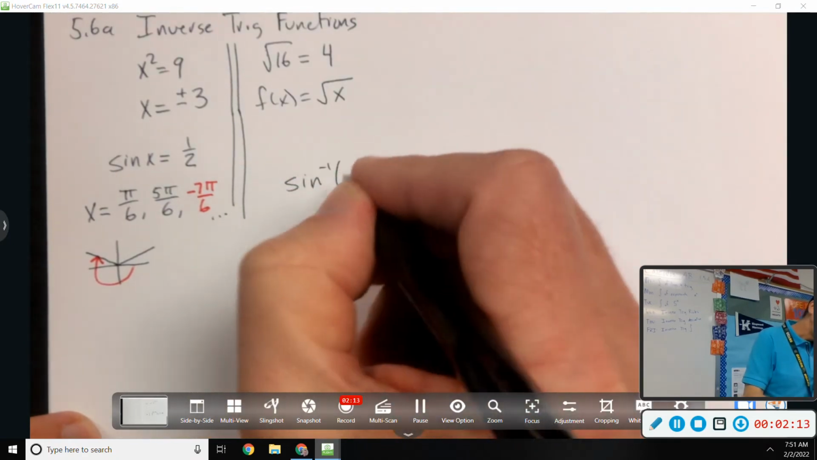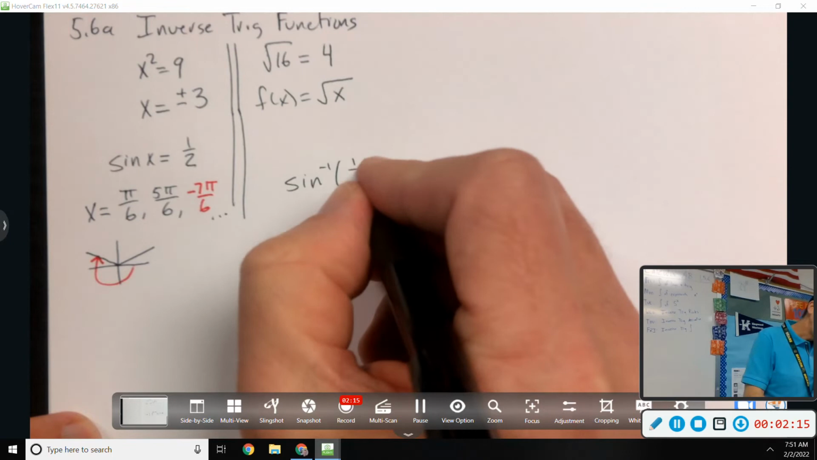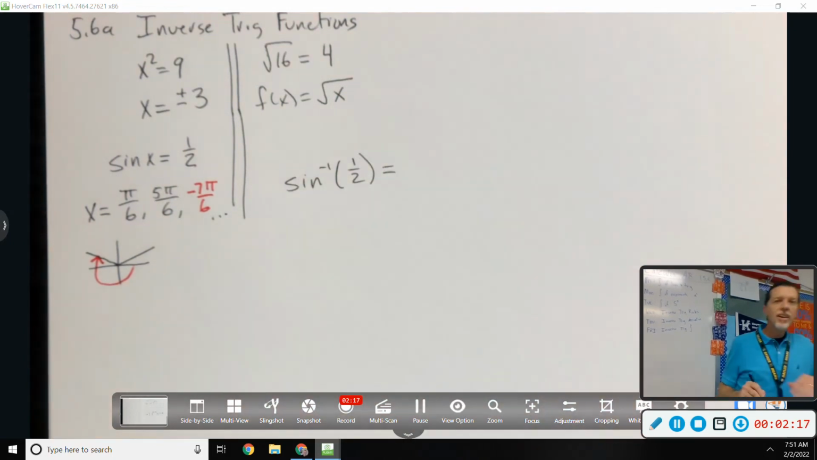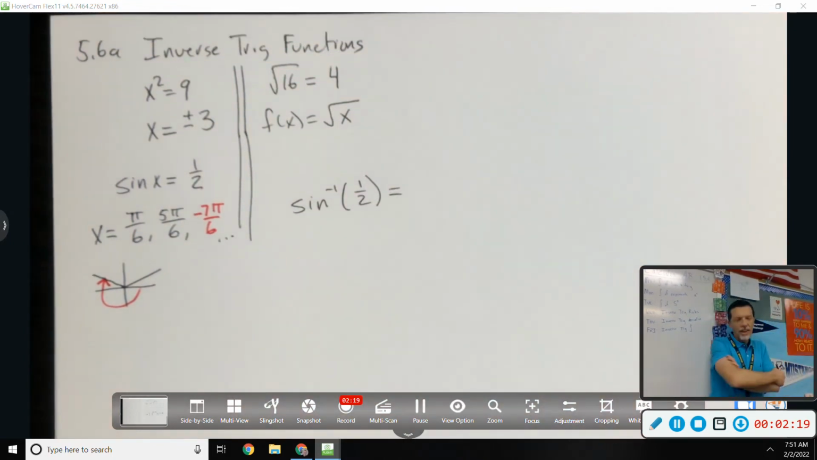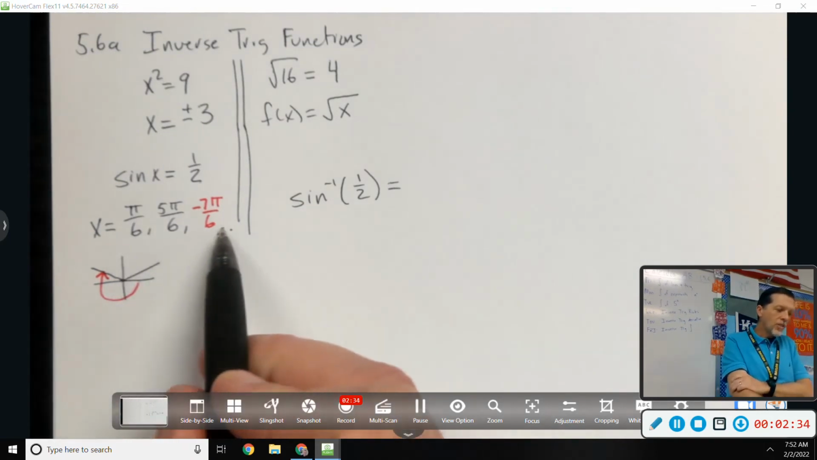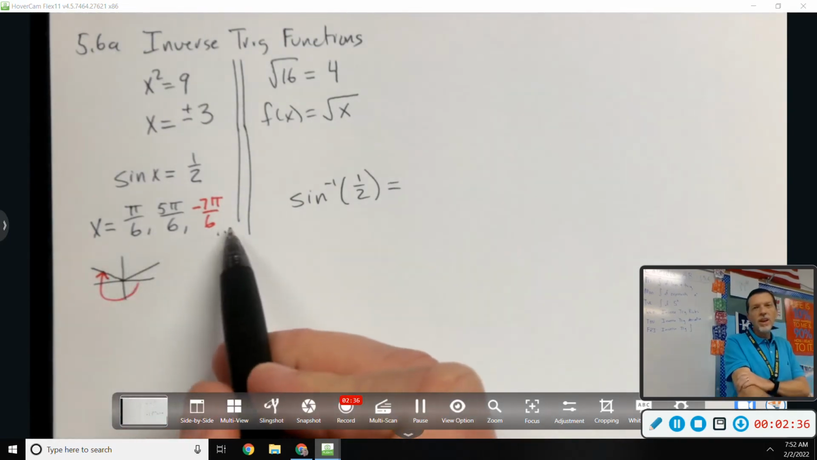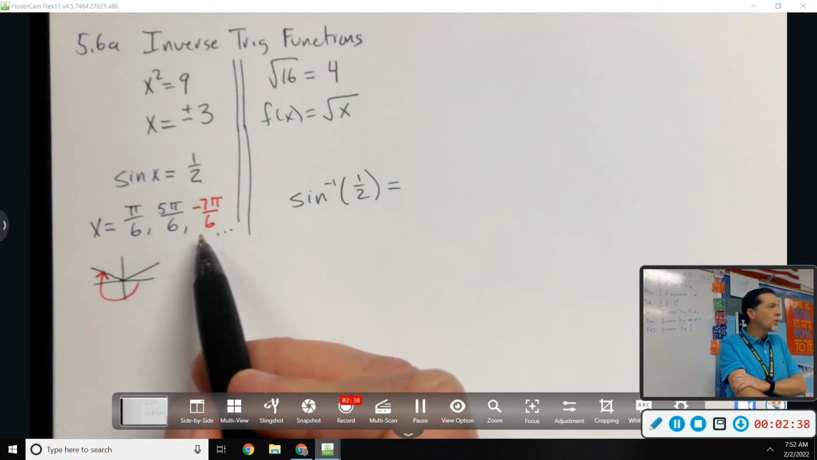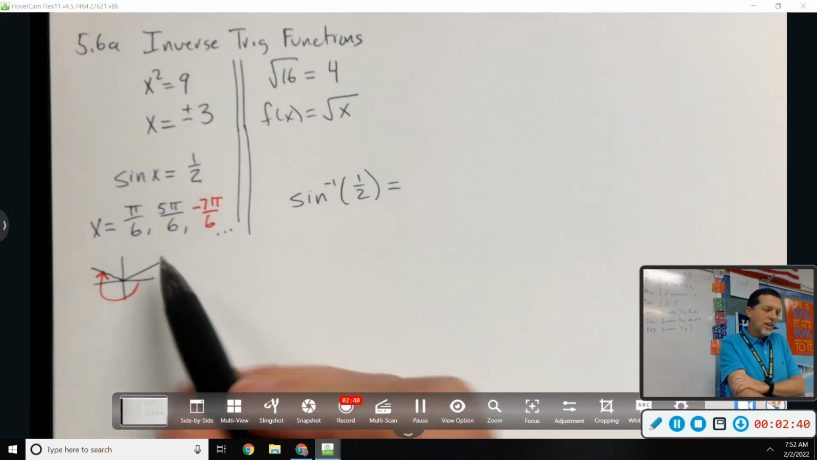On the other hand, if I ask for the inverse sine of 1/2, that can only have one answer. If I type inverse sine into my calculator, it can't give me a bunch of different answers. It has to give me one answer. Kind of like the square root only gives me one answer. So of those answers, which one do you think would be the simplest, easiest, most straightforward pick? Pi over 6.